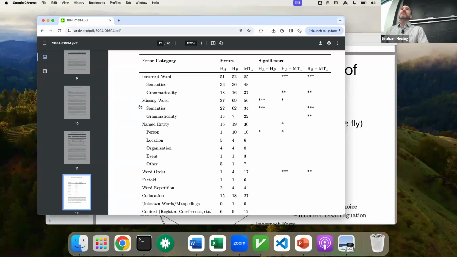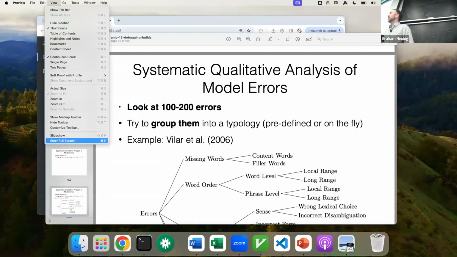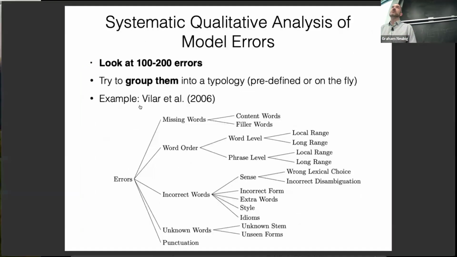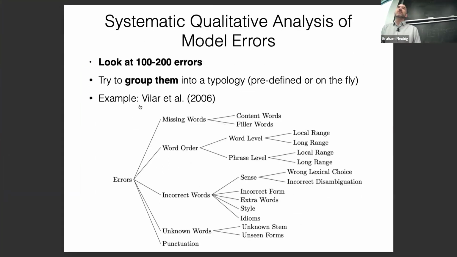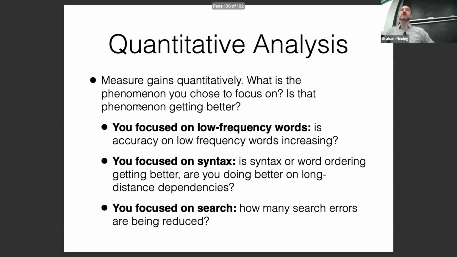So if you can think of the phenomenon that you choose to focus on, is that phenomenon getting better? If you focused on something that should improve the quality of low frequency words, you can check if the accuracy on low frequency words is increasing. If you focused on something that should be improving the syntax in a low resource language, you can measure whether it's doing better on word ordering or long distance dependencies. If you focused on improving a search algorithm for generation or something like that, are the number of search errors that you're encountering being reduced?